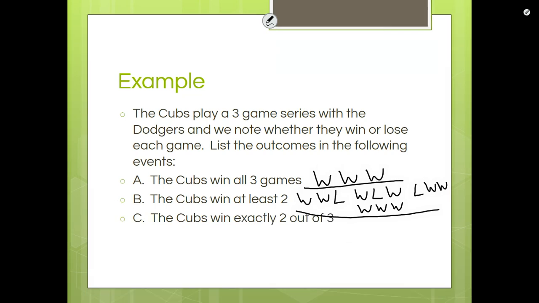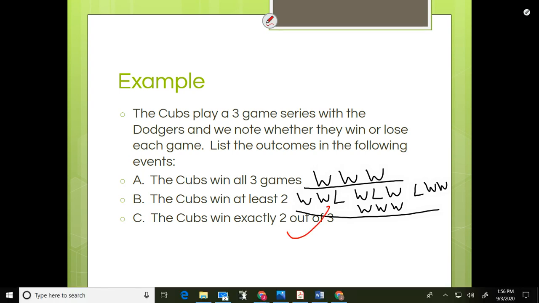Okay, and the last option, they win exactly 2 out of 3. That's just the ones that had 2. All right, so nothing crazy there, just listing outcomes in events. That becomes important when we start actually talking about calculating probability.